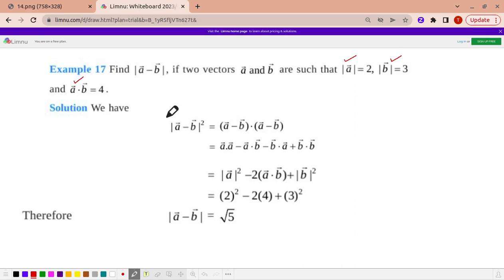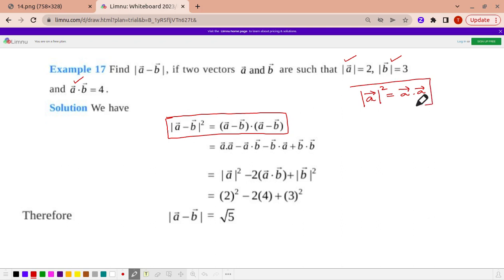Mod of A minus B whole square is equal to A minus B dot A minus B, and that is coming from a formula. If you recall, mod A whole square is equal to A dot A. How come? A dot A means mod A into mod A into cos of the angle between A and A. The angle between the vector A and itself is 0, so cos 0 is 1, hence it is mod A square. So here, instead of A, based on this formula, we get A minus B.